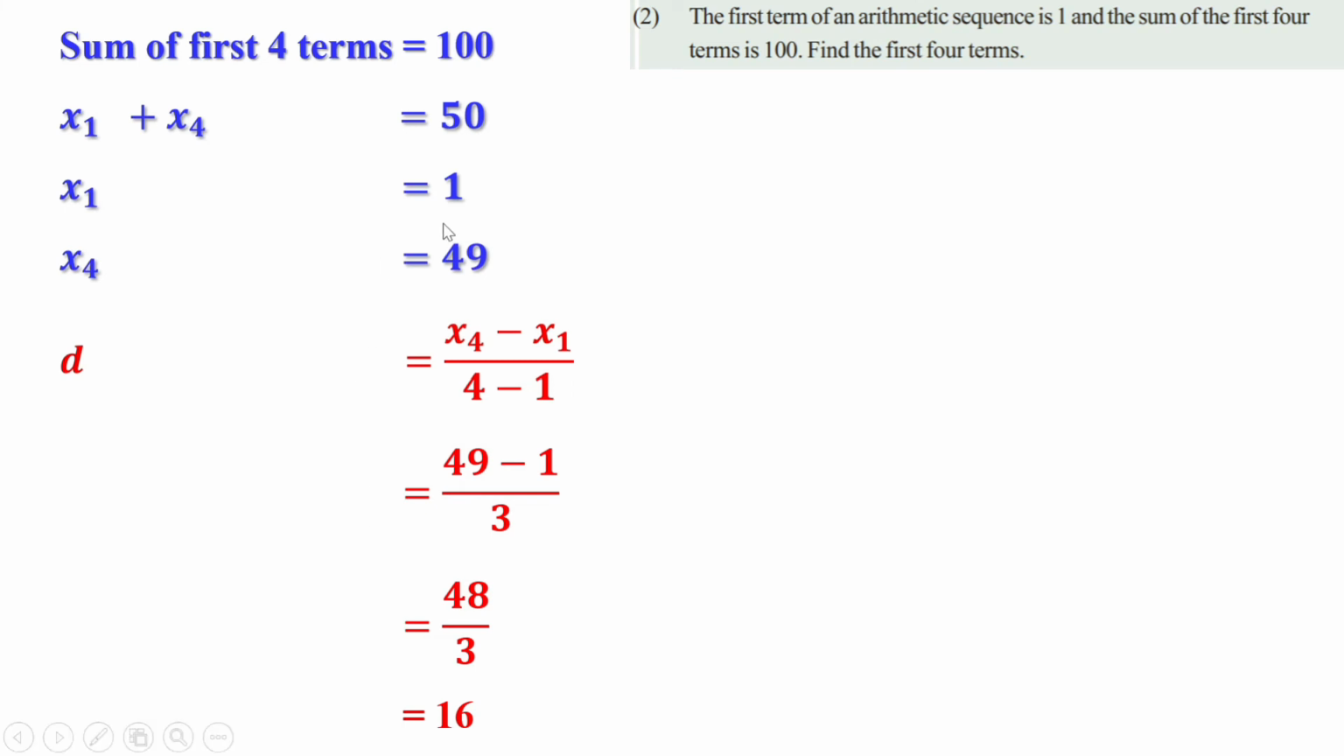Given that the first term is 1, the second term is 1 plus 16, that is 17, and the third term is 17 plus 16, that is 33, and the fourth term is 49.